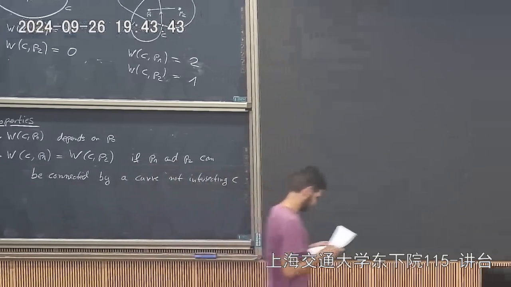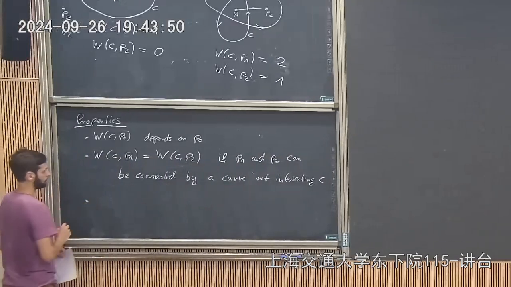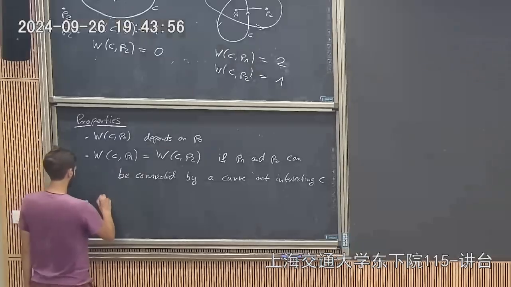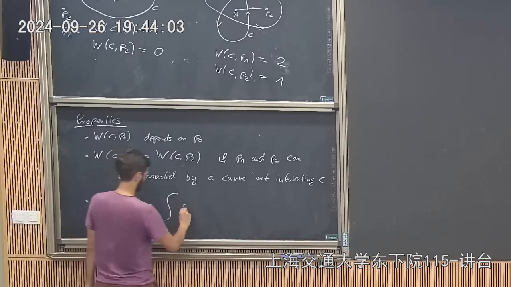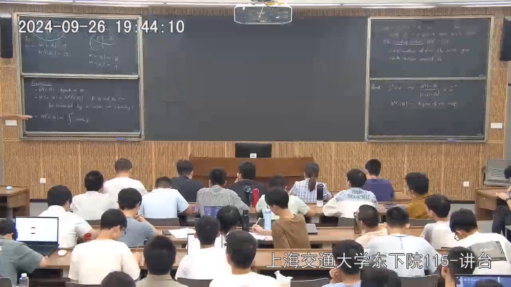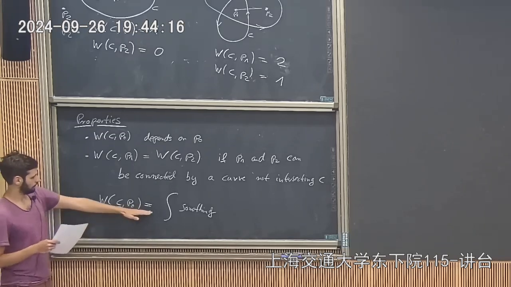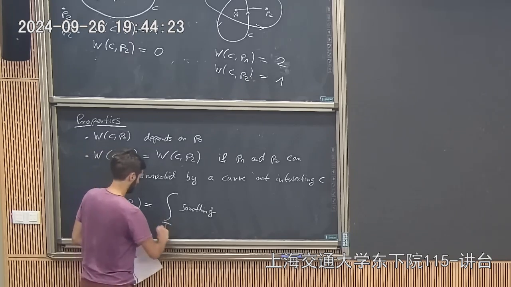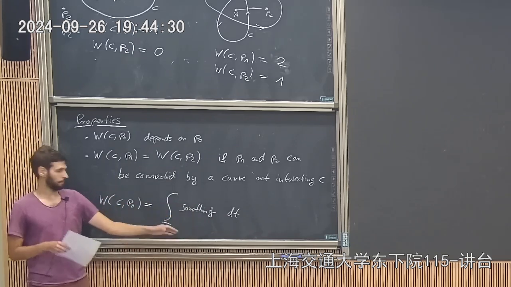And it's maybe not too important because I run kind of out of time, but the important part is that there's a formula of that form where we calculate the number of how often the curve winds around as an integral over time of something, and that something is related to the curvature, but it's not so important.